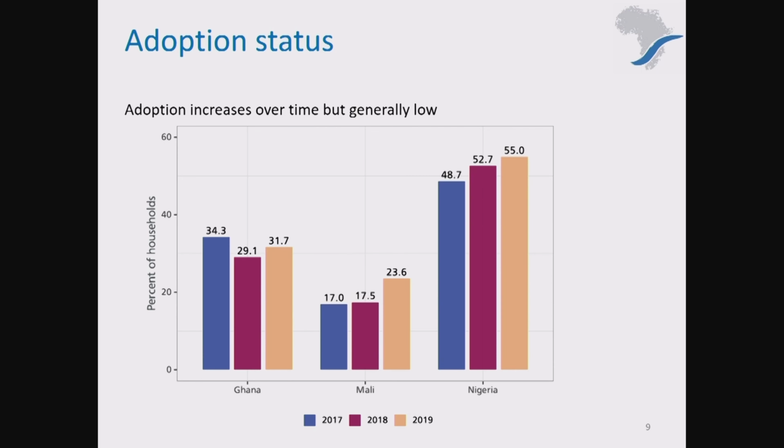And just a brief description of what we find, especially in Ghana, Mali, and Nigeria. We see that over time, between 2017 to 2019 on this data set, adoption really increases. There's a lot of heterogeneity, and it's considerably low. And if you check a country like Mali, you find that in 2018, adoption really decreases, which really explains lack of access to seed systems.